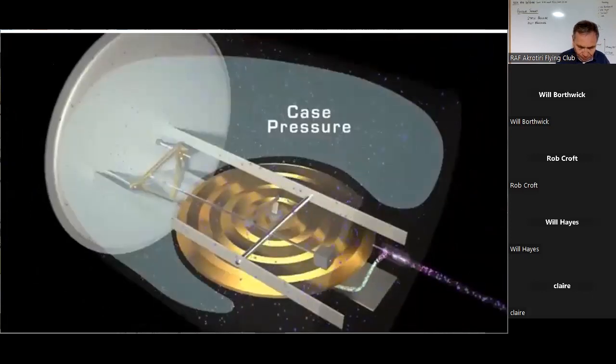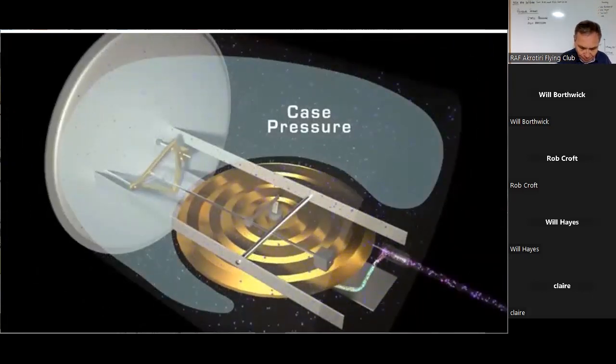The case of the instrument is also filled with static pressure, but the connection between the case and the static port is constricted by what is called a calibrated leak.